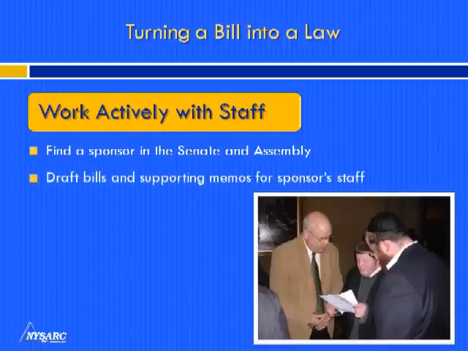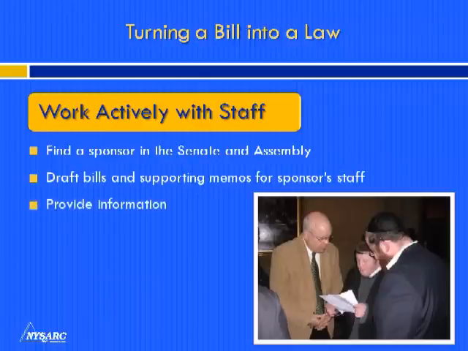Next, a bill must be drafted along with official legislative supporting memos for the sponsor's staff. These will often be revised, but it gives legislative staff a good starting point. This is an important step since without this effort, staff can easily become overwhelmed, which can result in inaction on the proposed bill.